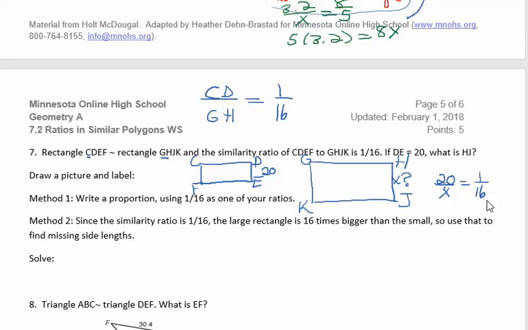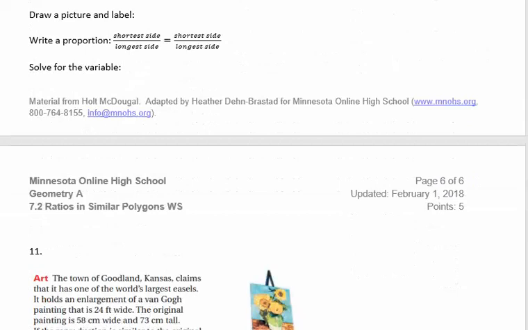The other method is to do more of an algebra solution. Since we know the similarity ratio is 1/16, the larger rectangle is 16 times bigger than the small one. Each side length will be 16 times bigger. So I could say that 20 times 16 is going to equal the missing side length. You'll see if you do both of these, either way, you'll get the same answer. So there's two ways to do it if they give you the similarity ratio. Then you'll solve some more problems like that, 8, 9, and 10.